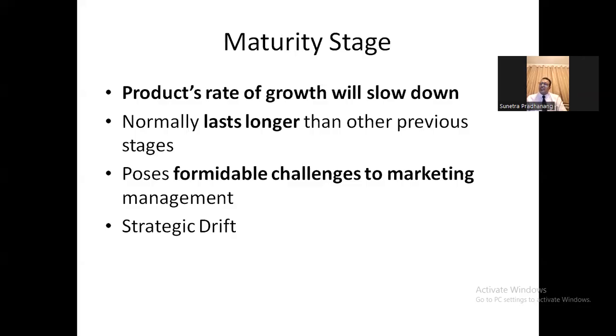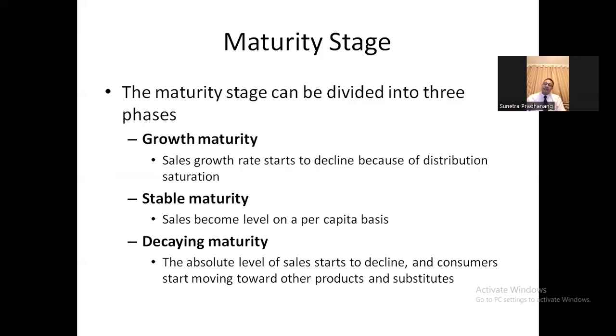Next comes the maturity stage, where the product growth rate slows down. It lasts longer, and it's a formidable challenge to marketing management because we might be on a strategic drift. We might not be moving according to the environmental changes that are there. The maturity stage can be growth maturity, stable maturity, and decaying maturity.